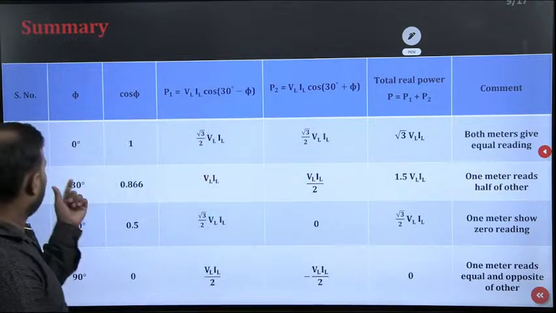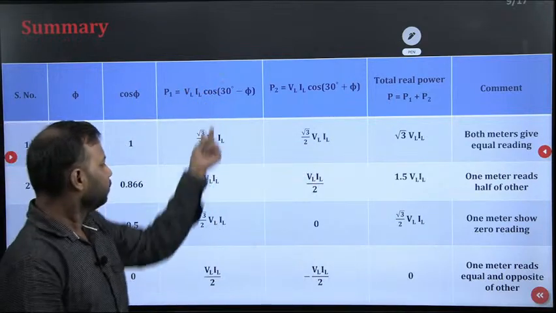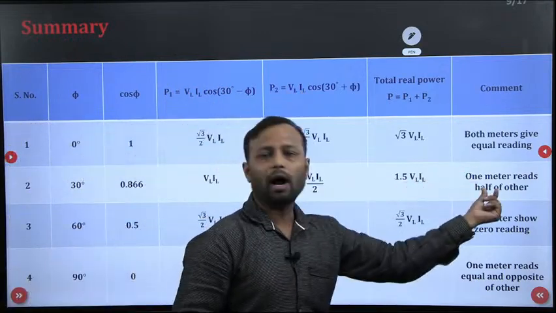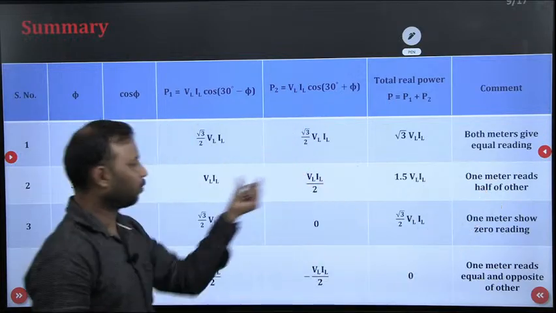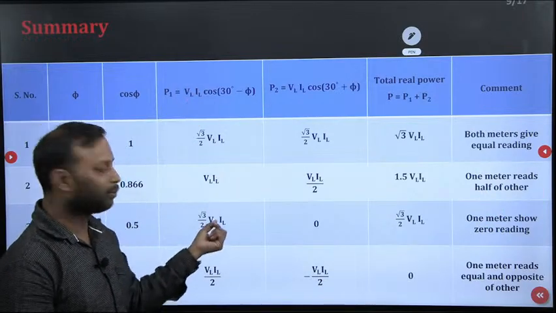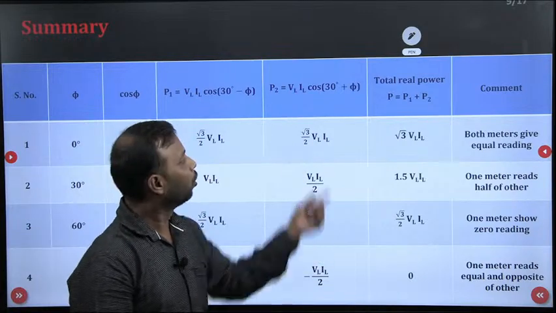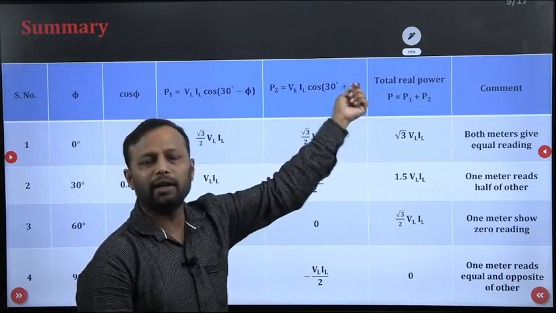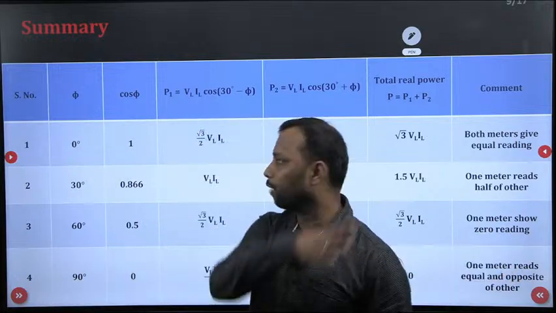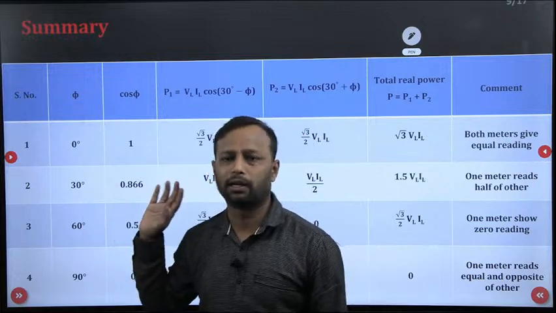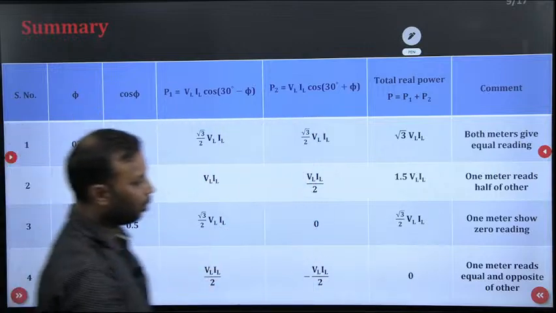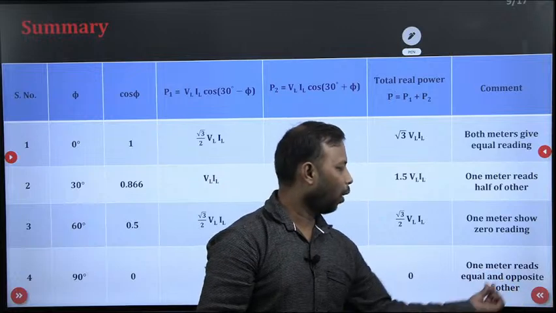In the same way, if the power factor angle is 30 degree, then P1 will be VLIL and P2 will be VLIL by 2. So one wattmeter will read half of the other. If the power factor angle is 60 degree, then one will read root 3 times VLIL by 2 and the other will read 0, because cos(30 plus 60), cos 90, is 0. So if one wattmeter reading is 0, then for sure I will say that the power factor angle is 60 degree, or cos phi is 0.5. Got the point? And similarly for phi equal to 90 degree, one wattmeter will read equal and opposite of the other.